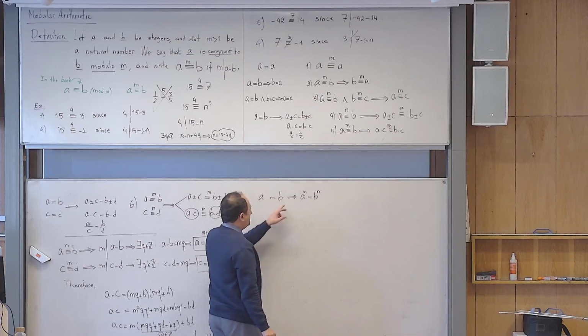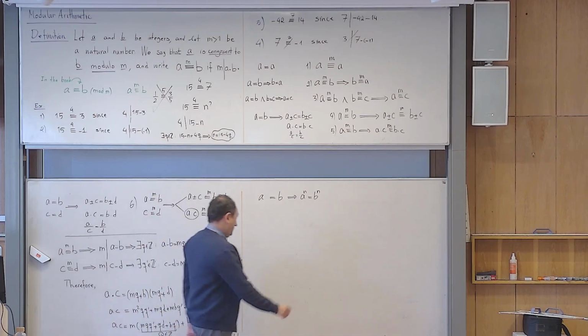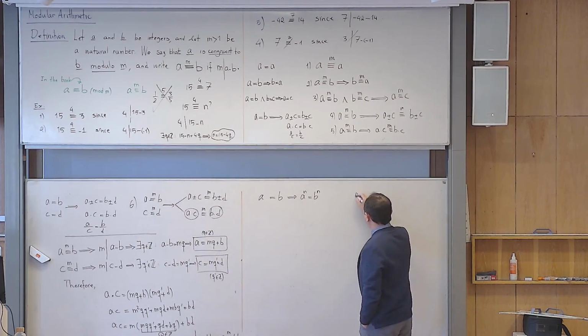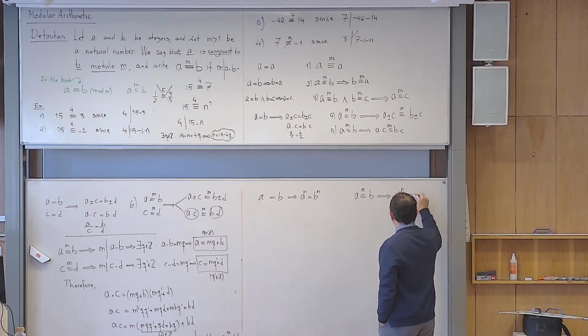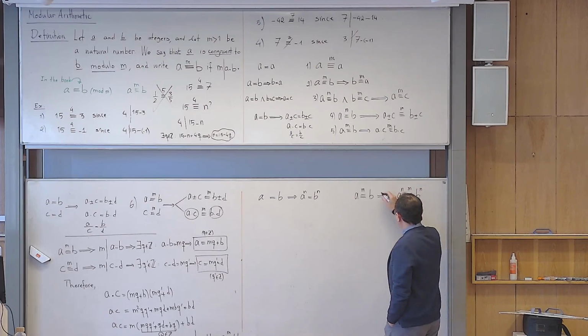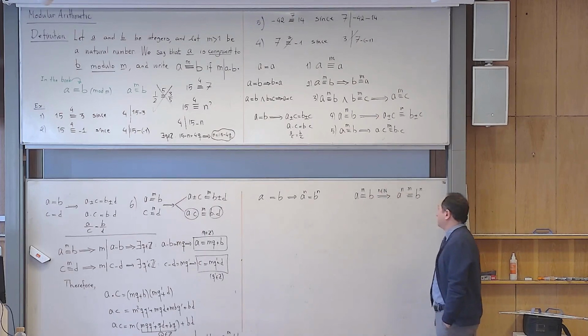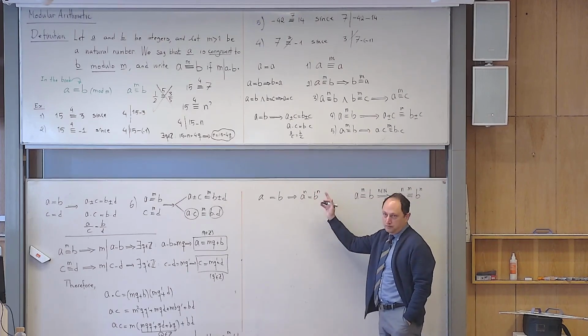So this is one of the properties of equalities. That property can also be transferred into this new relation. So I would say that if A is congruent to B modulo M, then A to the power of n is congruent to B to the power of n modulo M. But here I have to have n a natural number. In this case, n can be any number.